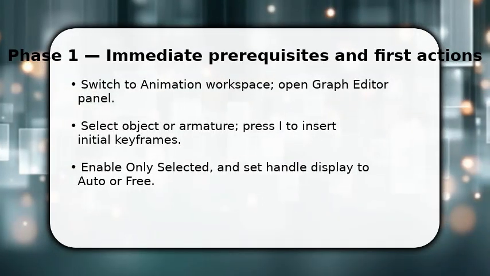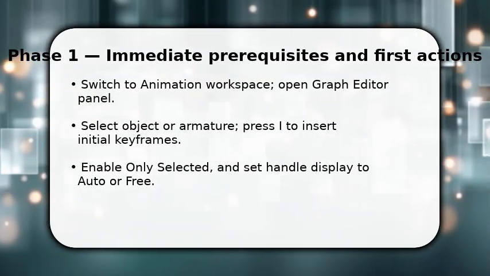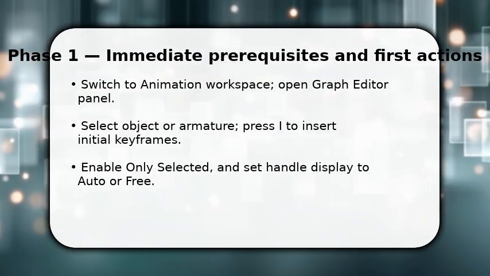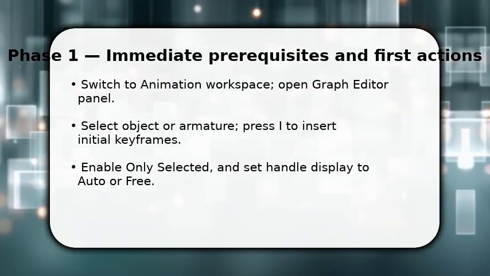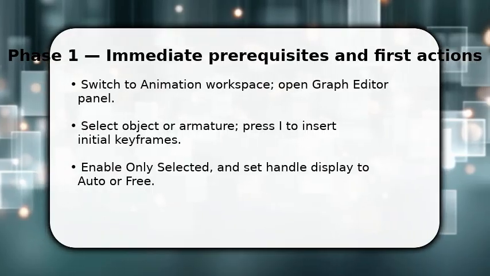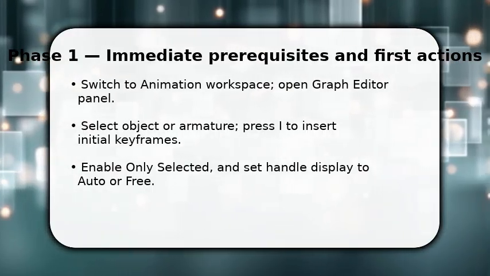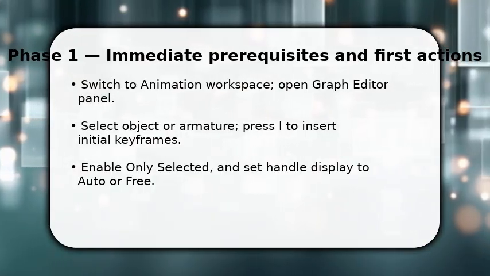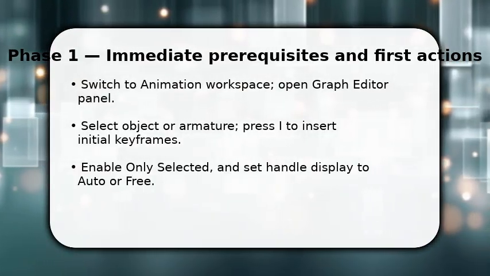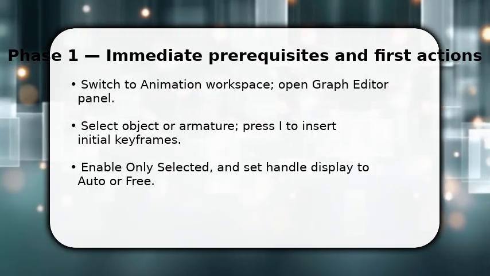You start by opening the graph editor and selecting the animated object. This puts you where you edit motion curves directly. Insert keyframes now if you haven't already, because curves won't appear otherwise. Press I and choose the transforms you need. Once done, enable Only Selected to focus, and pick an appropriate handle type so tangents behave predictably.